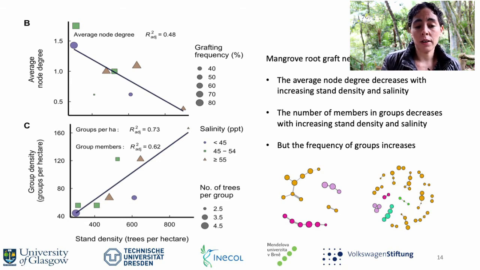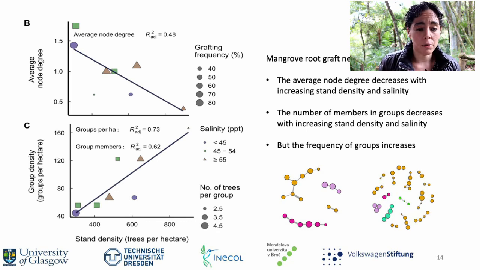So at higher densities and higher salinities, we find smaller groups, but many more groups. And at the bottom right-hand of this slide, you can see the network topologies of a low density and low salinity stand and the highest density and highest salinity stand. You can see what happens here. At low density and low salinity, we have only 4 networks, but 2 of those networks are connecting a lot of trees. While in the highest salinity and stand density, we have many networks, many small groups of trees.